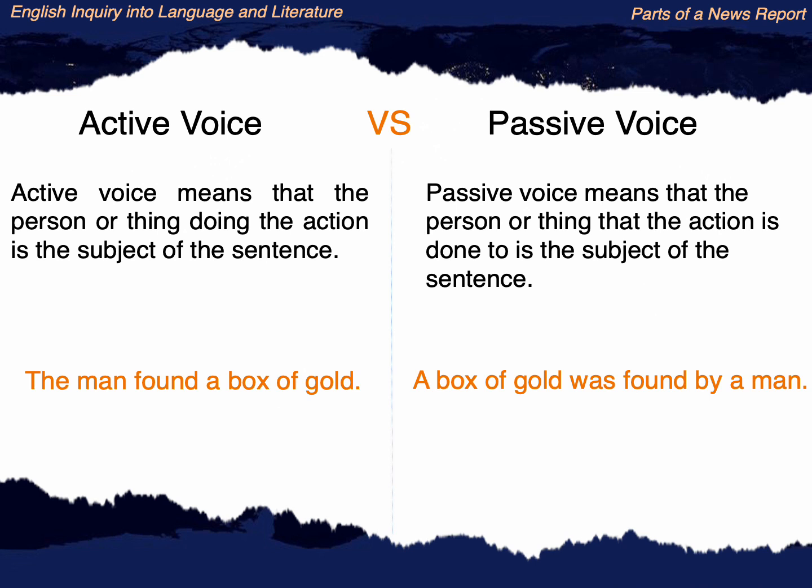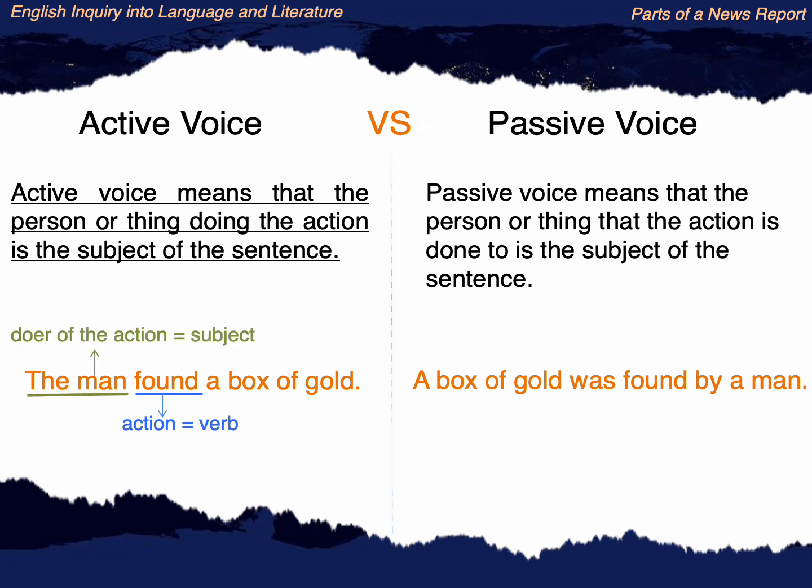Next, let's talk about active voice and passive voice in detail. First, active voice. Active voice means that the person or thing doing the action is the subject of the sentence. Let's take a look at the example. The man found a box of gold. What is the action or the verb in the sentence? That's right. Found. Who is the doer of the action? Who found the gold? Yes, the man. So the man is the doer of the action. It's the subject. The subject is important in the sentence. That's why it's at the beginning of the sentence.